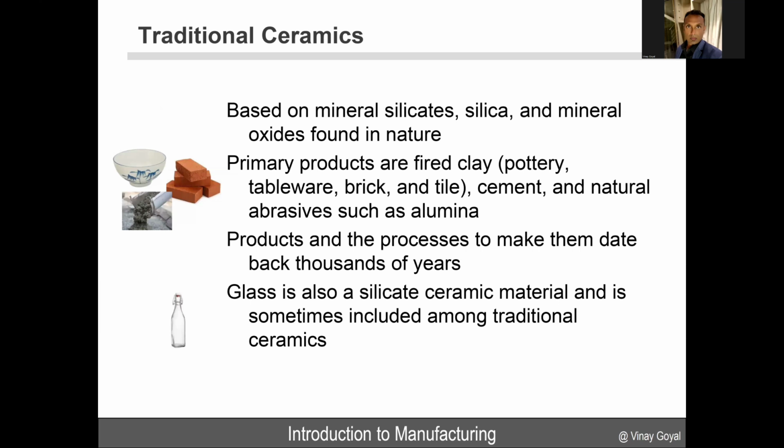The primary products are fired clay, cement, and natural abrasives such as alumina. The products and processes to make them date many years back, so this is not a new thing that we're suddenly using. Glass is also a silicate ceramic material and is sometimes included among the traditional ceramics.